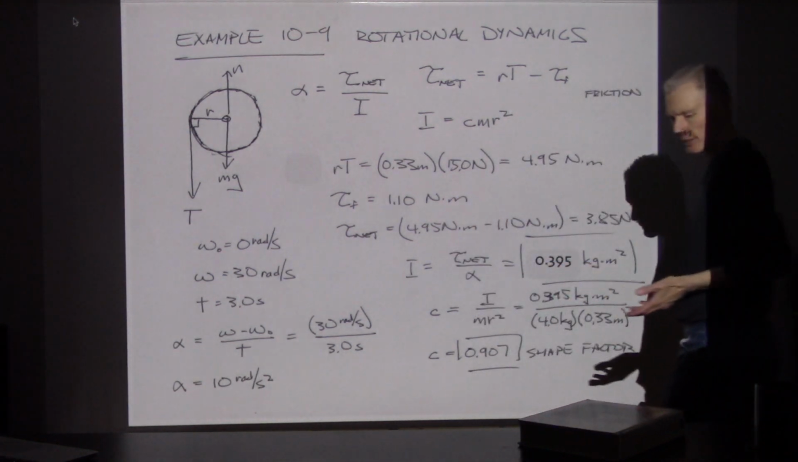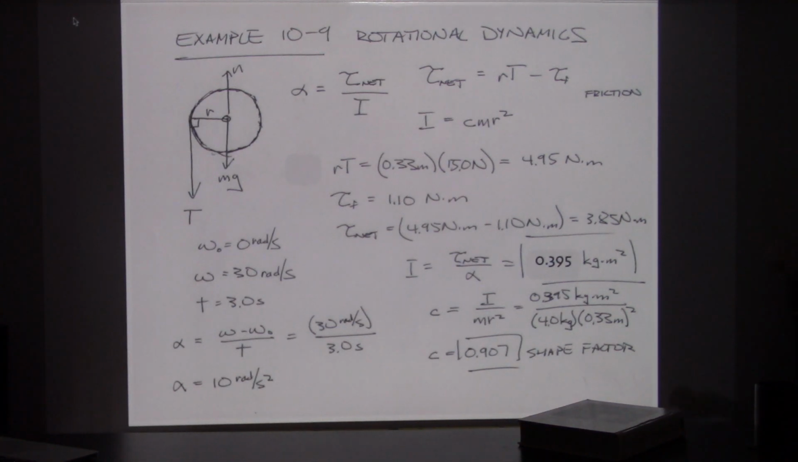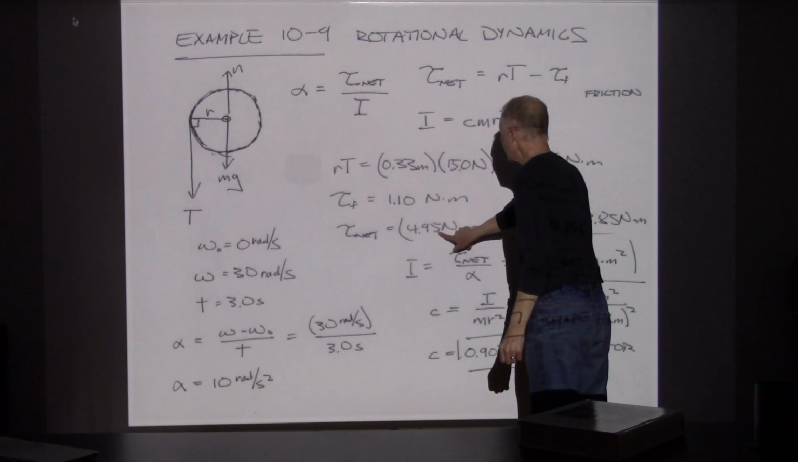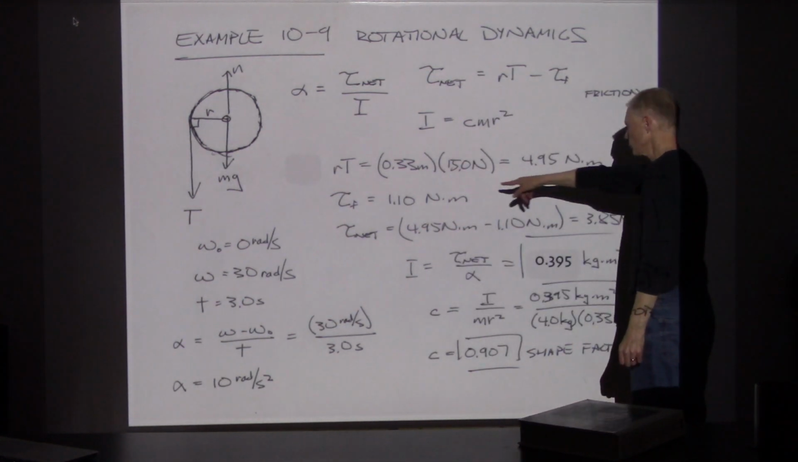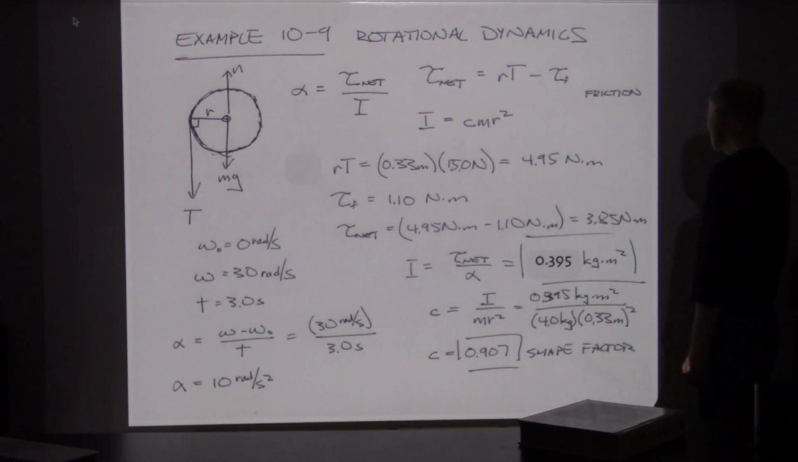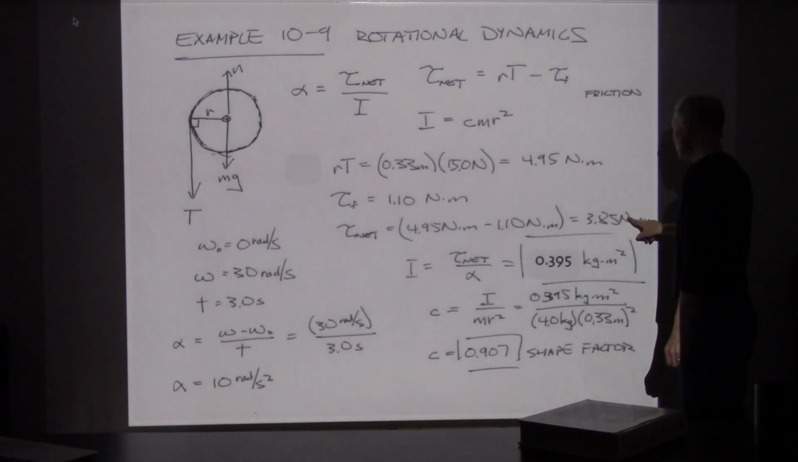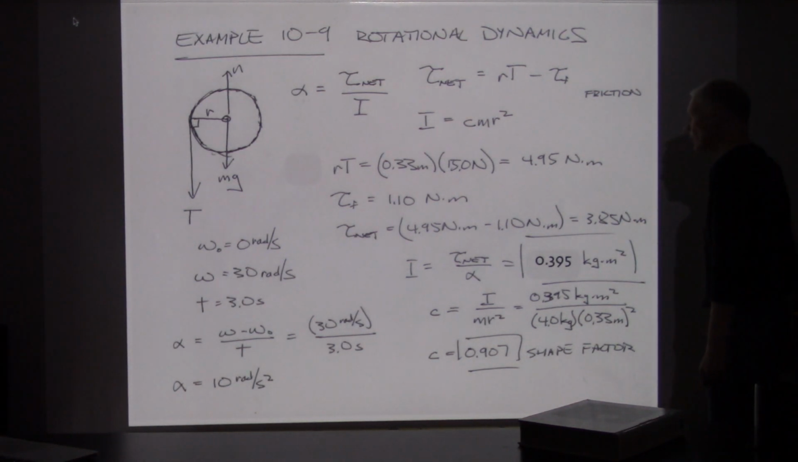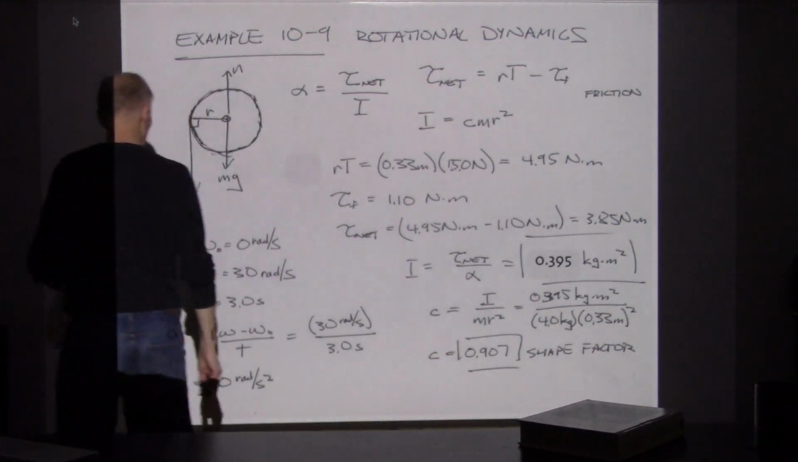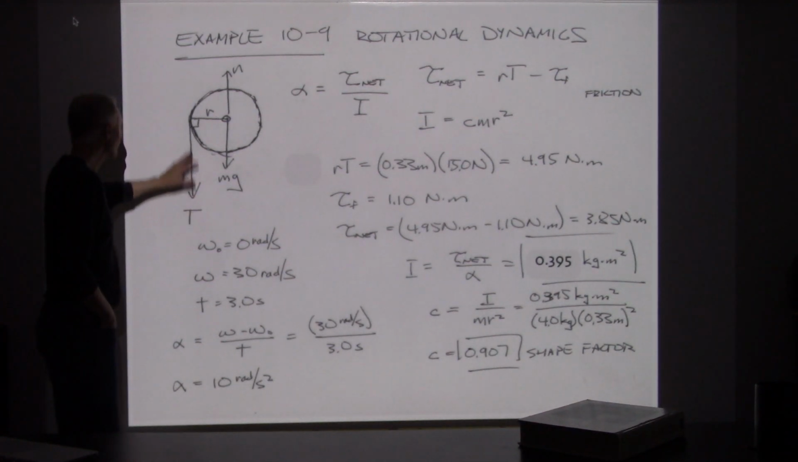Now, since this is a kinetic friction, it's going to oppose whichever direction the thing starts rotating. So when it starts rotating, the friction is going to be in the opposite direction. And that says that the net torque is going to be given by 4.95 minus the frictional torque. So we have a net torque of 3.85 newton meters.